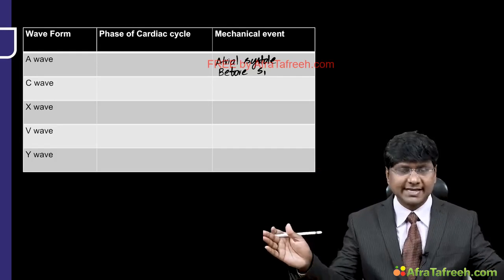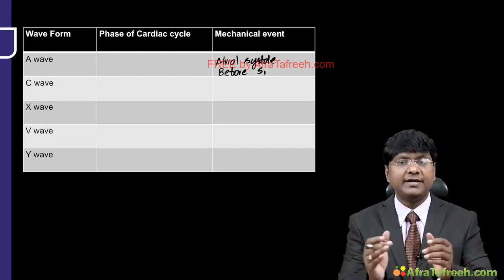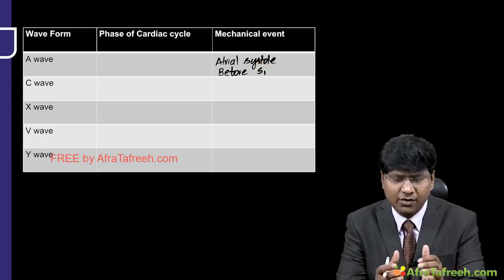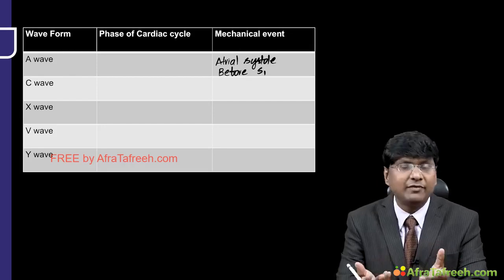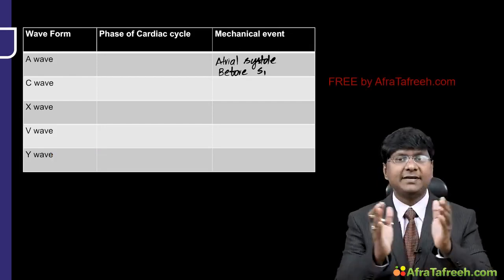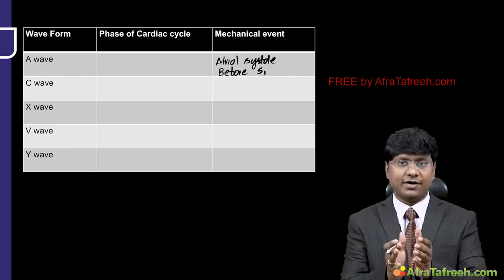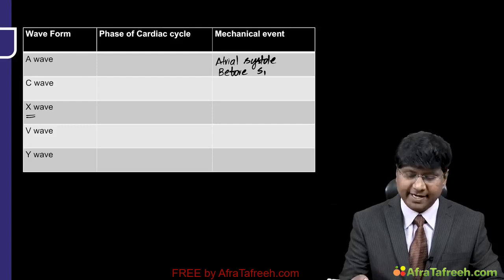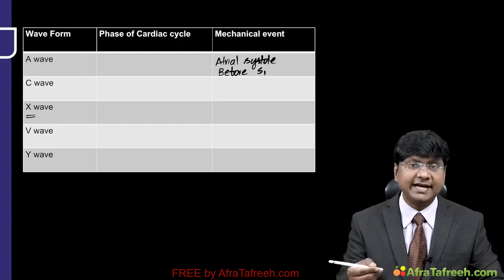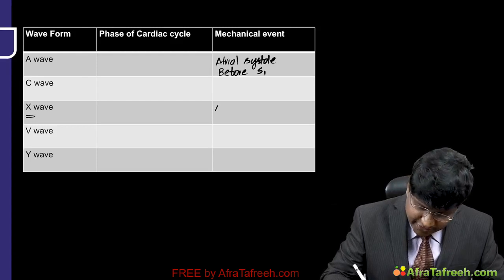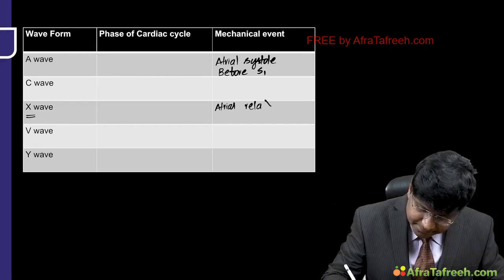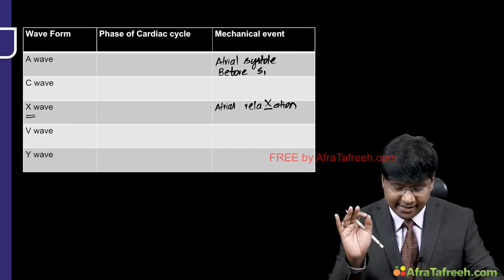Now, once the atria is contracting, the ventricle will be in a state of relaxation. Atrial systole is your A wave, the ventricle will be in diastole. Now, what will be the next event? The atria will be relaxing and the ventricle will be contracting. So, X wave is due to what? After the atrial contraction, the next event is the atrial relaxation. So X wave is due to the atrial relaxation.